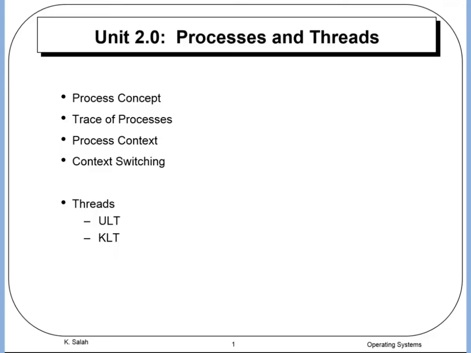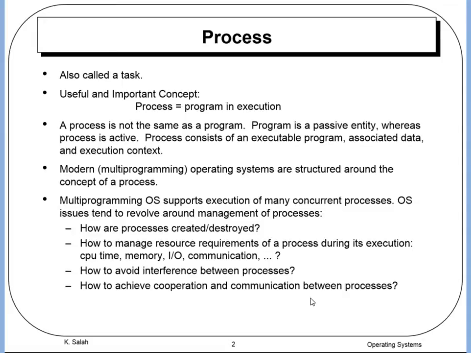For the second part, we'll cover threads. By way of review, I'm going to go over slides fairly quickly here. We say the process is an active entity, whereas a program is a passive entity. So an easy definition is that a process is a program in execution.